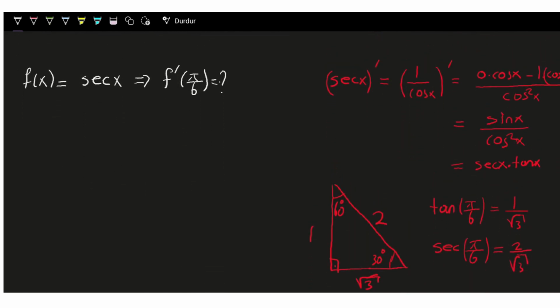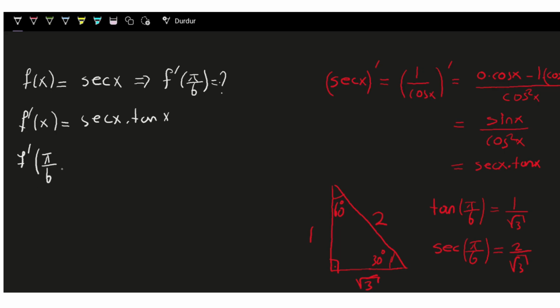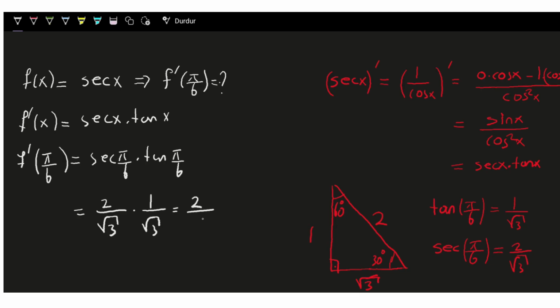Let's solve next question. Derivation of secant x times tangent x. Now we can substitute x is equal to pi over 6. So we have secant pi over 6 times tangent pi over 6, x pi over 6, sorry. Secant pi over 6, 2 over square root of 3, times tangent pi over 6, 1 over square root of 3. And derivation value of f at the point pi over 6 will be 2 over 3.